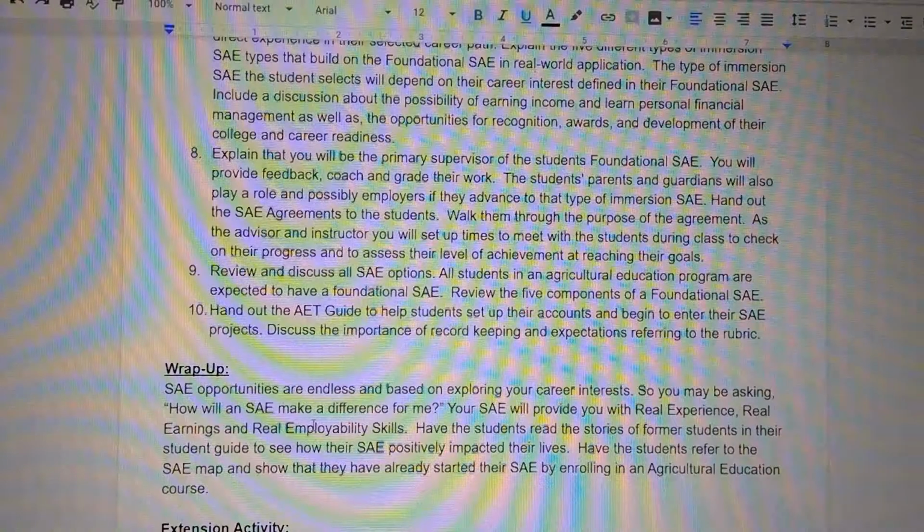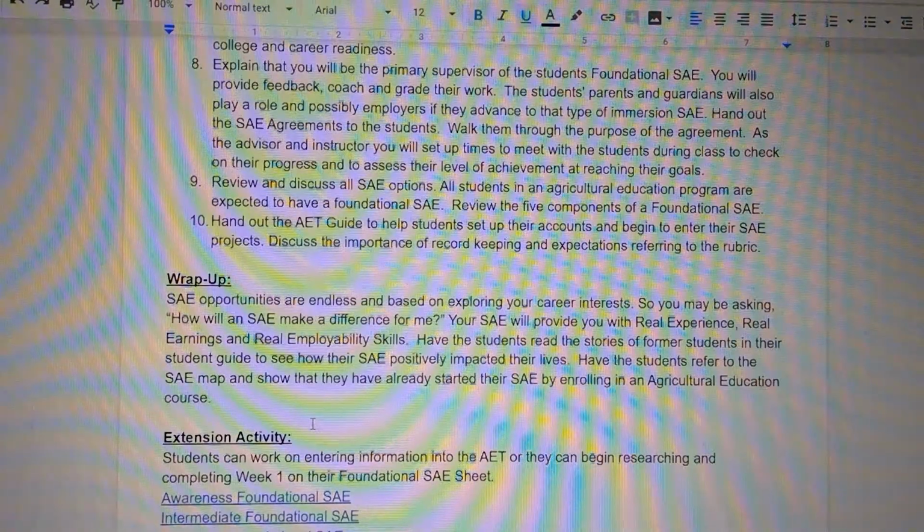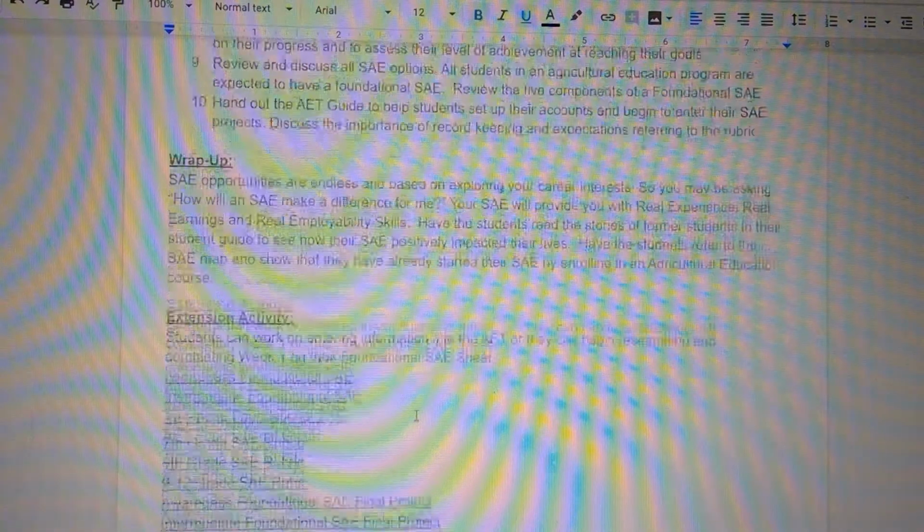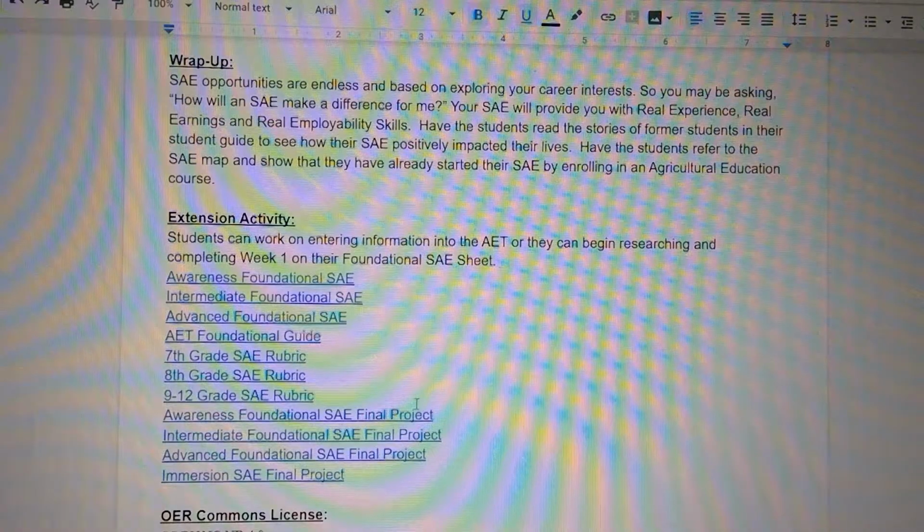And then we talk about SAE agreements. This is the first year I've used SAE agreements, and so it was a little bit of a struggle getting the students to take them home and get their parents to sign them. But I do have, I would say, 95% of them back, and the students have come up with a plan for an immersion SAE. My students are required to do a foundational SAE based on their career planning, and an immersion SAE, which is hours they keep track of that they do outside of class time.